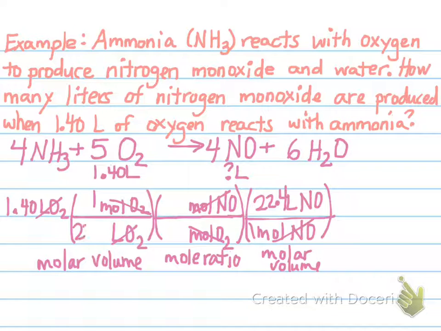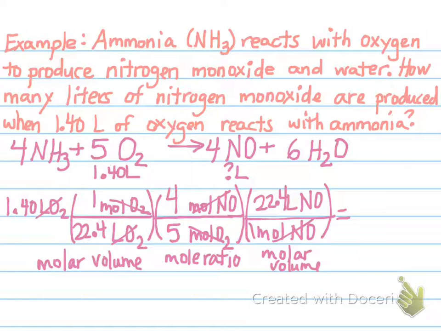So my molar volume is always 22.4 liters to 1 mole. Now, I can be smart when I put this in my calculator, because I have 22.4 in the numerator and 22.4 in the denominator, which means they're going to cancel out. My mole ratio numbers come from my coefficients. So my coefficient on nitrogen monoxide is 4, and on oxygen it's 5.